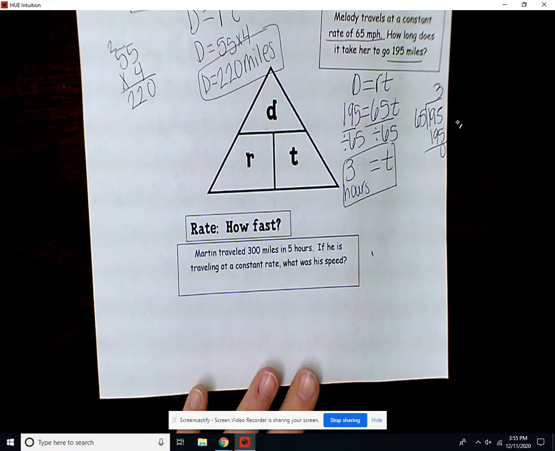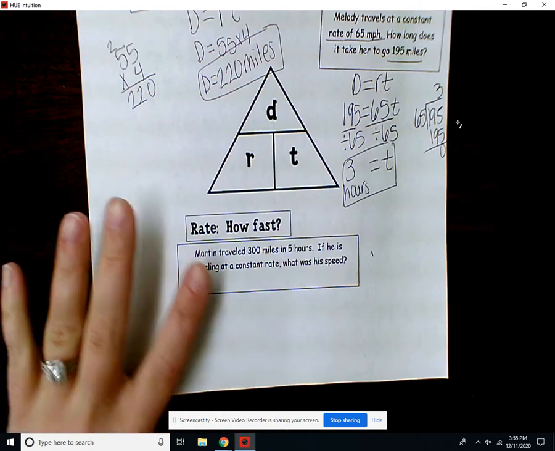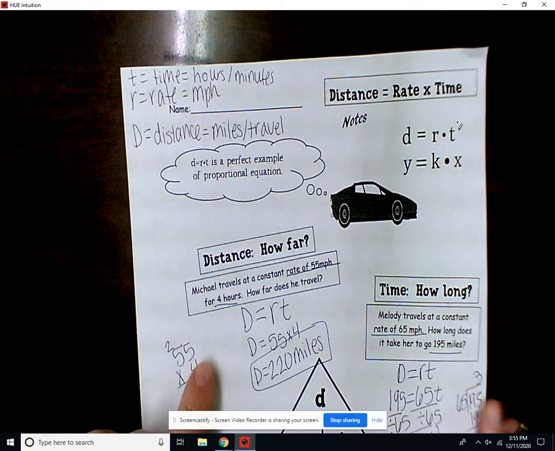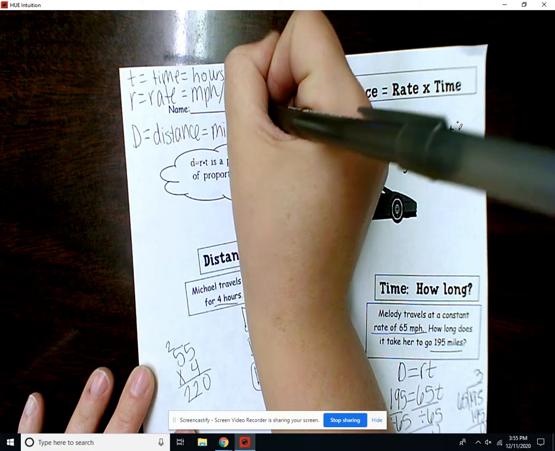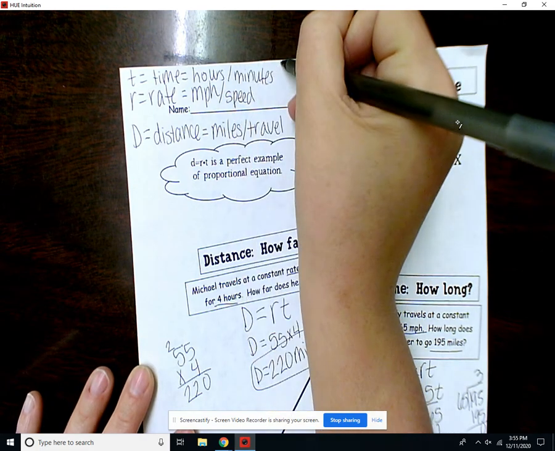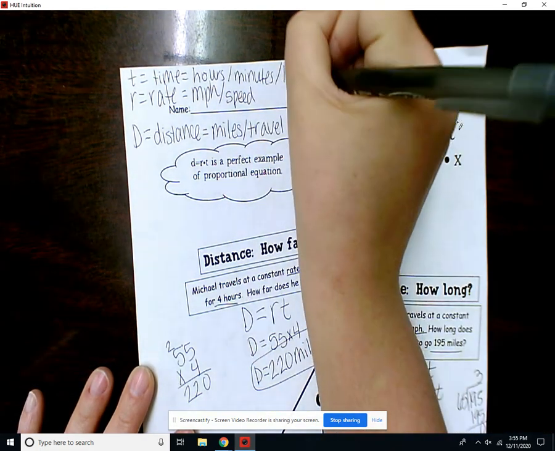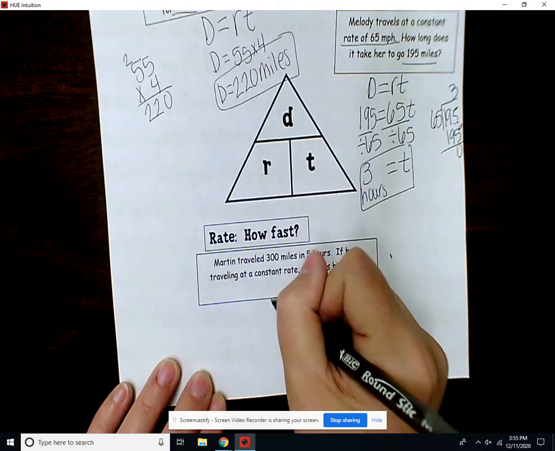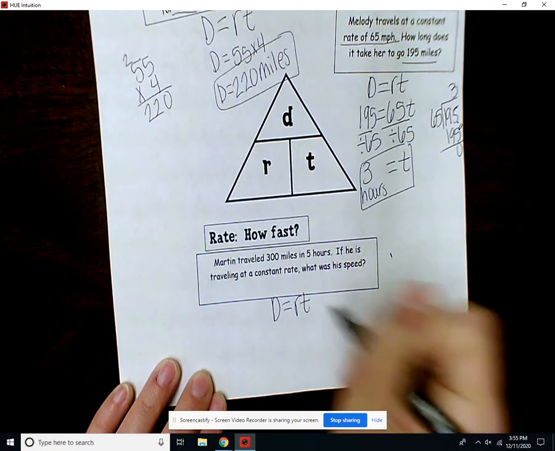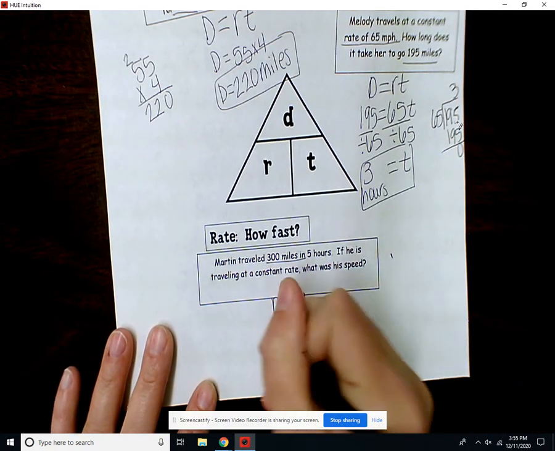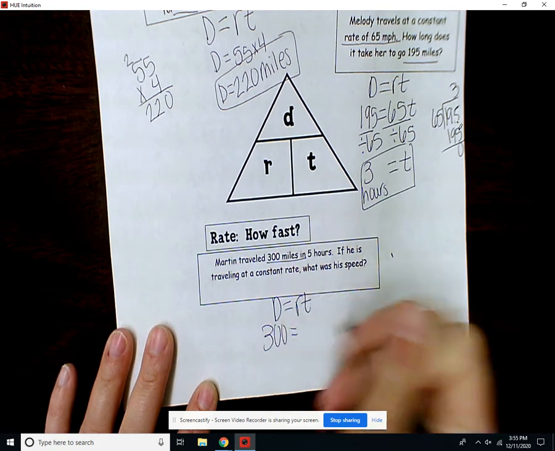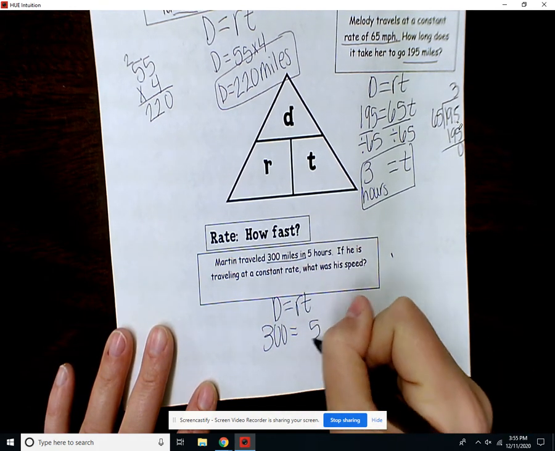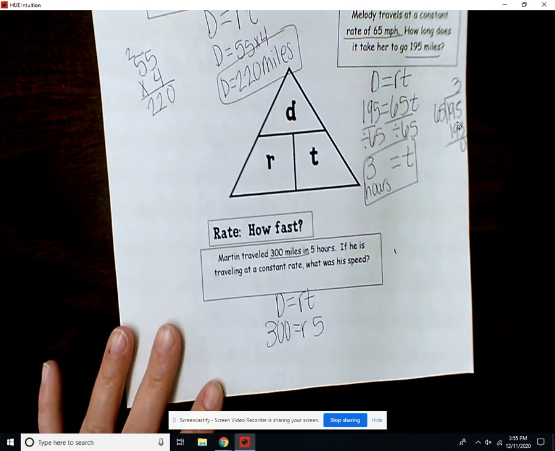Okay, last one on this side. So Martin travels 300 miles in 5 hours. If he was traveling at a constant rate, what was his speed? So I'm going to go back up to the top. So speed has to do with rate. And then I'm going to go ahead and add this for time was long. Okay, so we have our formula, D equals RT. Miles is our D. 5 hours is our T, so that means we are looking for our R.